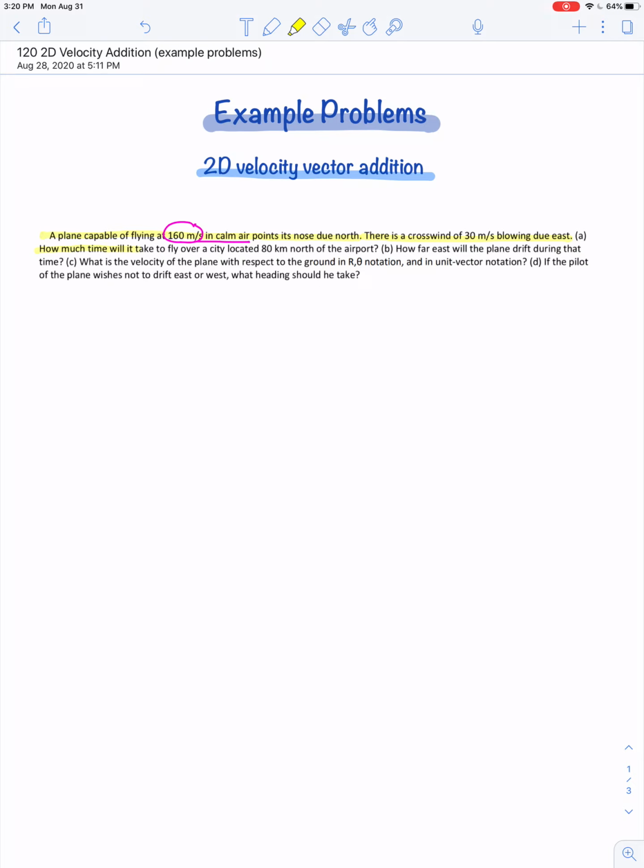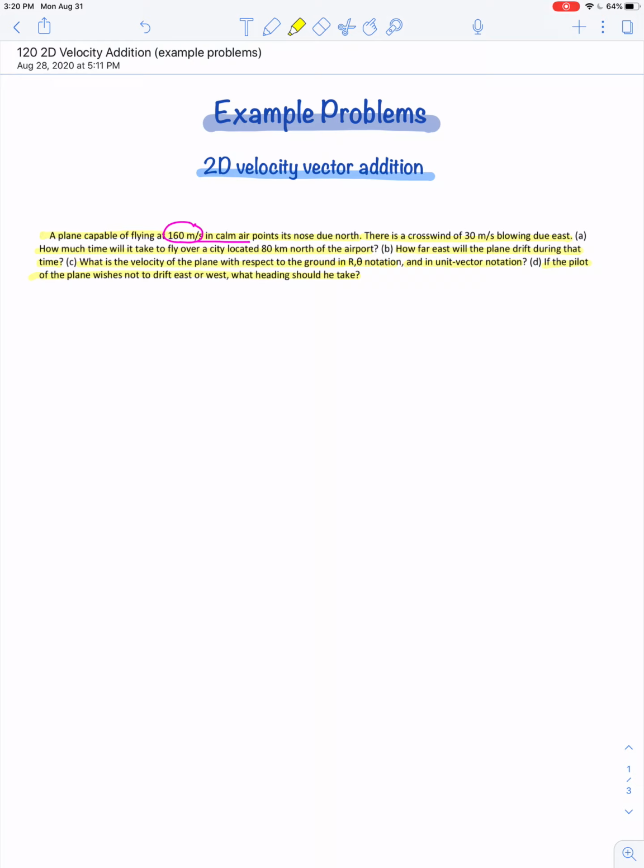How much time will it take to fly over a city that's located 80 kilometers to the north of the airport? How far east will the plane drift during that time? What's the velocity of the plane with respect to the ground in magnitude and direction notation, and also in unit vector notation? And lastly, what if the pilot doesn't want to drift to the east or to the west and instead arrive at the airport that's directly due north of their origin location? Then what heading should the pilot take?